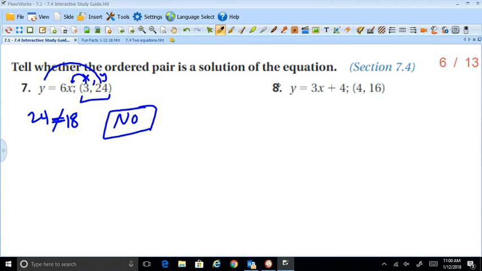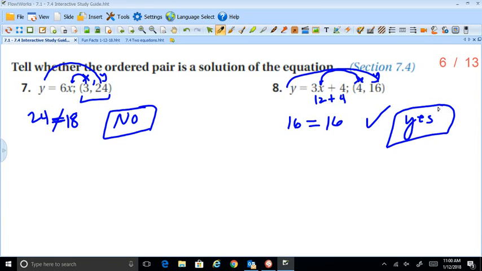Number 8, y equals 3x plus 4. Again, this is my x, this is my y. Always, always, always, the first term is always the x term. So plug in a 4 where x is. 3 times 4 is 12. 12 plus 4 is 16. Y goes right there, which is 16. 16 is equal to 16. Yes, that is a true statement. It is a solution to the answer set.